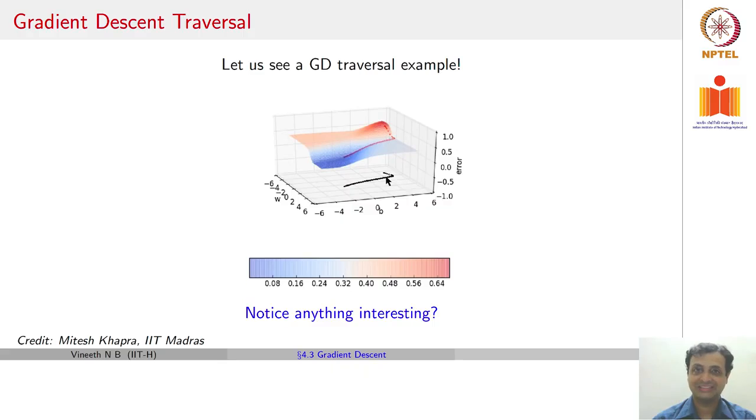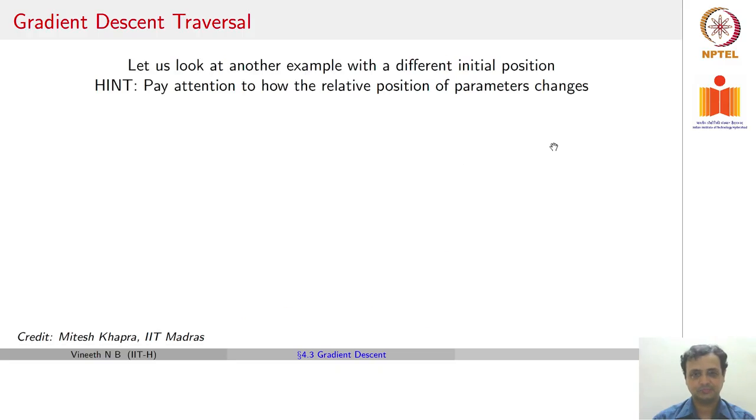There were some points in the traversal of the gradient descent when the traversal became slow, and there were certain points when traversal became fast. Let's keep this in mind when we go forward with the discussion.